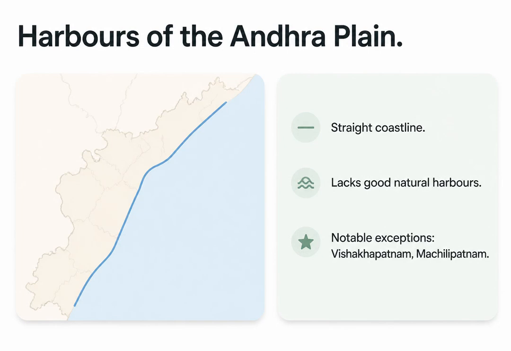As we discussed earlier regarding emergent coasts, the Andhra Plain features a very straight coastline. Because it lacks the indentations that provide sheltered waters, it generally lacks good natural harbors. However, there are a couple of highly notable exceptions that have been developed into major ports, specifically Vishakhapatnam and Machilipatnam, which handle significant maritime trade.